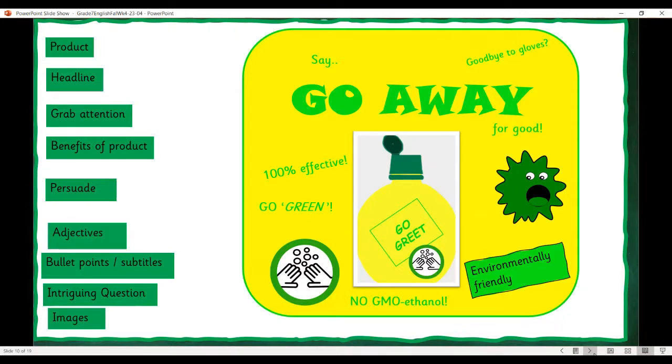So I've created this advert. Okay, so do I have a product? Yes, I do. It's a hand sanitizer. All right. Do I have a headline? Yeah, I put "go away." And if you notice, it immediately stands out.